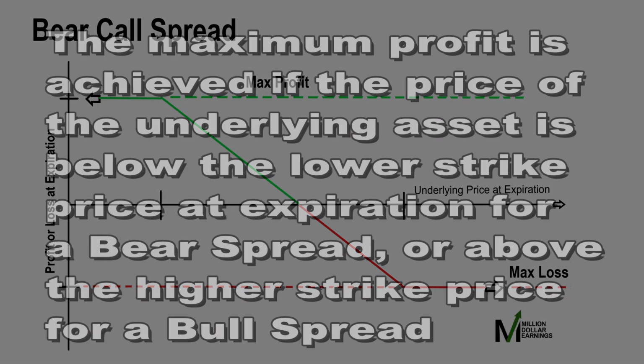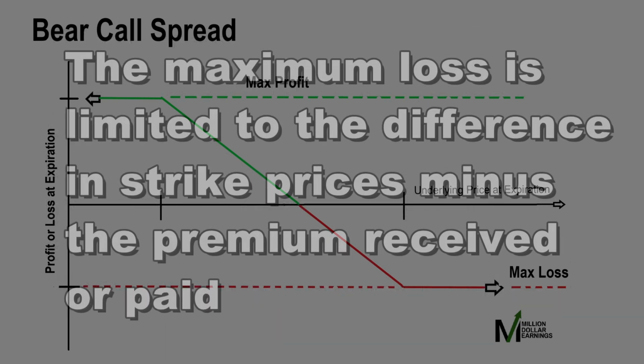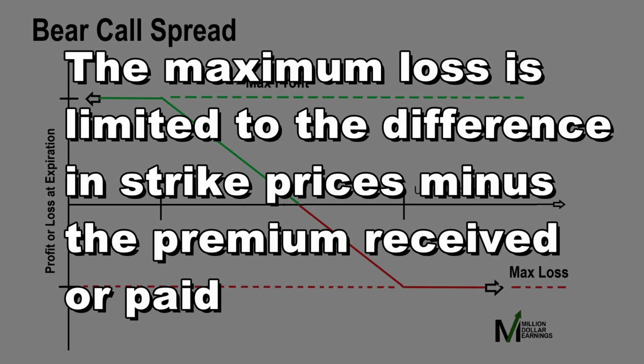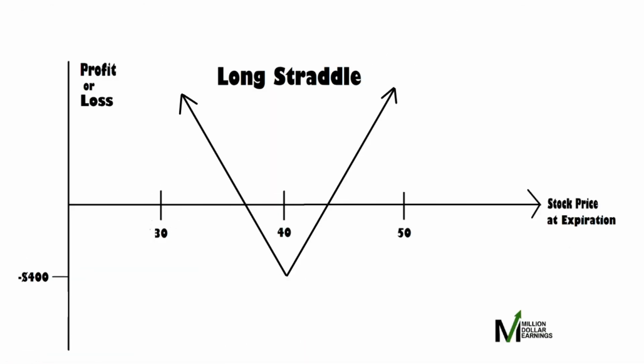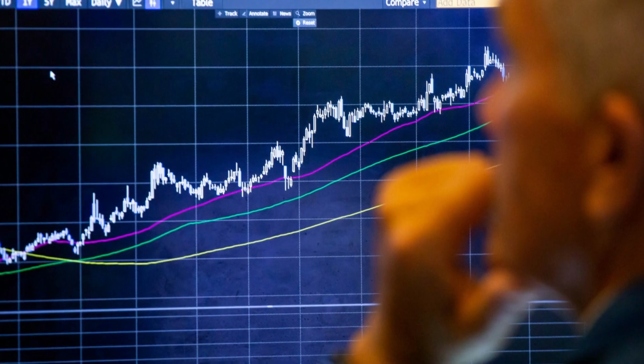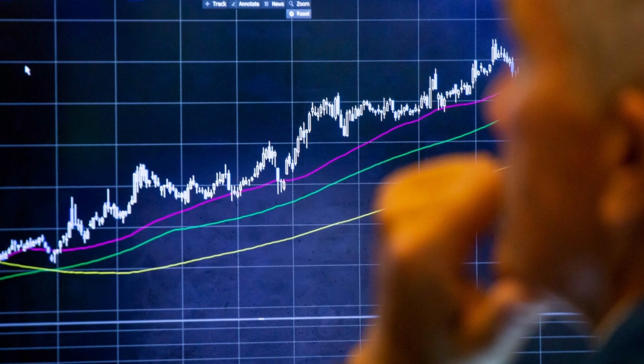The maximum profit is achieved if the price of the underlying asset is below the lower strike price at expiration for a bear spread or above the higher strike price for a bull spread. The maximum loss is limited to the difference in strike prices minus the premium received or paid. That's it. Vertical spreads should be used when you have confidence in the direction a stock is going to take, but want to limit your risk. They're also easy to set up for success with only moderate stock movement, unlike strangles or straddles. But as with all options trading, you should know your risk tolerance and market expectations before implementing these strategies.